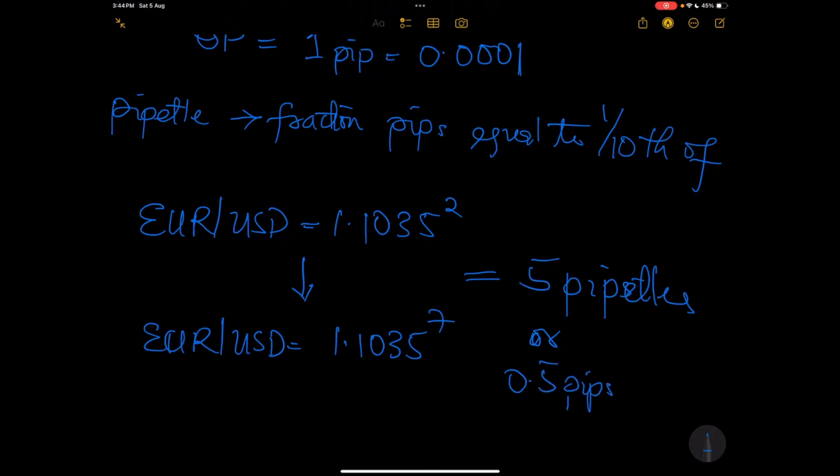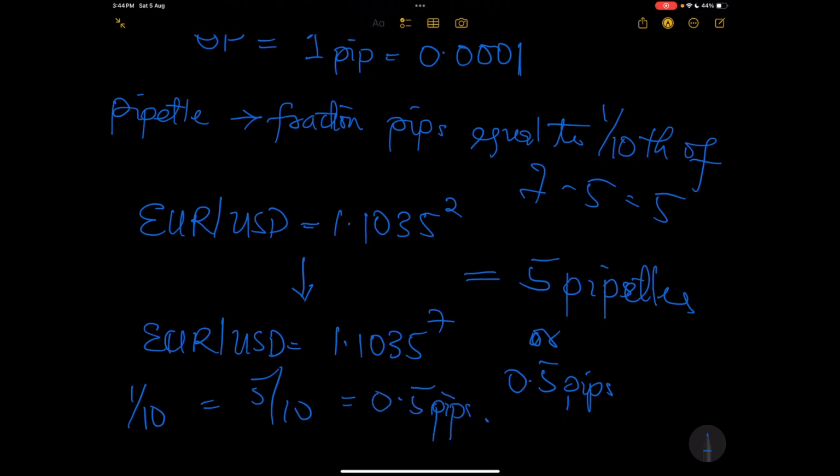Remember, a pipette is 1/10 of a pip. So for there to be an increase, that's a change of 7 minus 2, which gives you 5. So we have 5/10. 5 divided by 10 is 0.5. So we have 0.5 pips. As easy as that. So that is all about pips. You're going to see how you combine pips with lots and every other thing, and basically how you make money in the FX market. So I hope you've understood that.